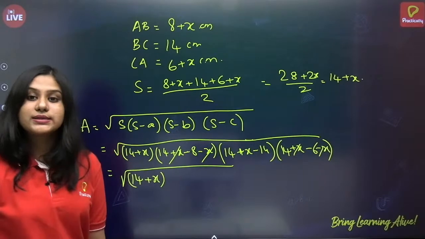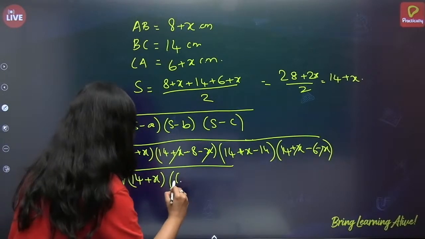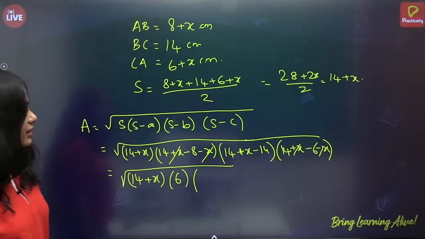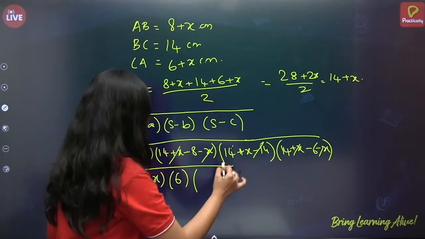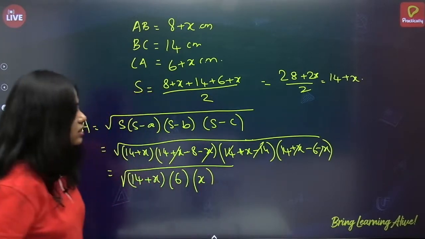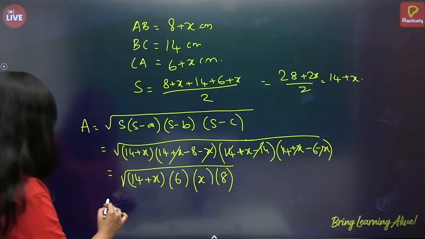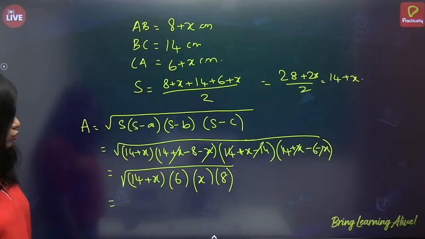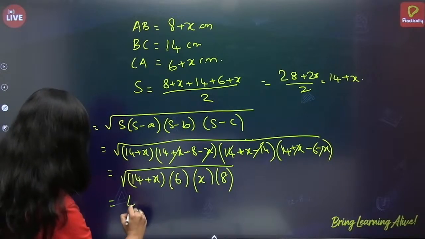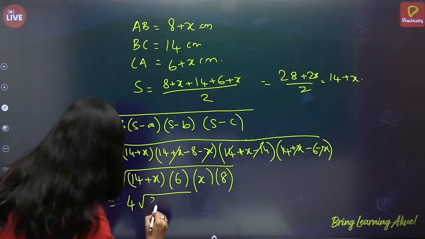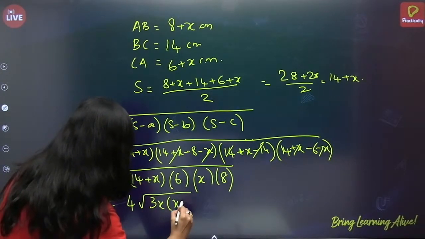14 minus 8 is how much? 6. And minus 14 plus 14, so here we'll get x. Here we'll get 8. Correct? So can we take something out of the root? Yes, I can take 4. So 4 root of 3x into (x plus 14).